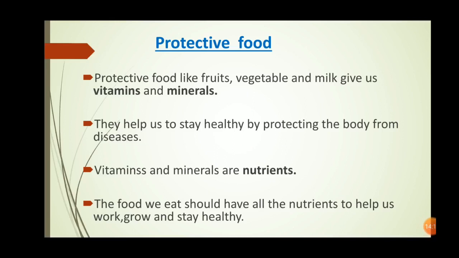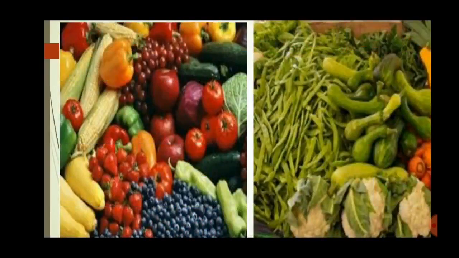The food we eat should have all the nutrients to help us work, grow, and stay healthy. Carbohydrates, fats, proteins, vitamins, and minerals are called nutrients. We should eat a balanced diet to stay healthy and fit. Here in this picture you can see the examples of protective foods.